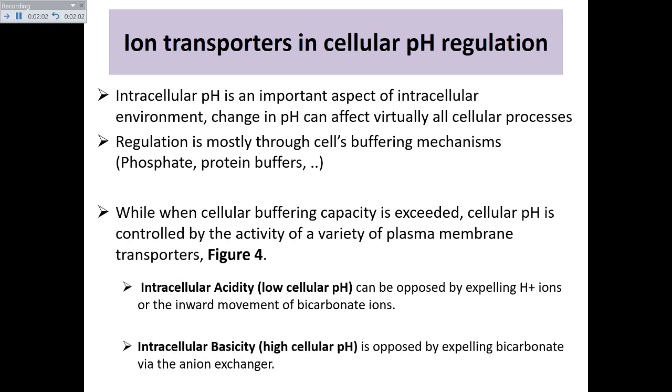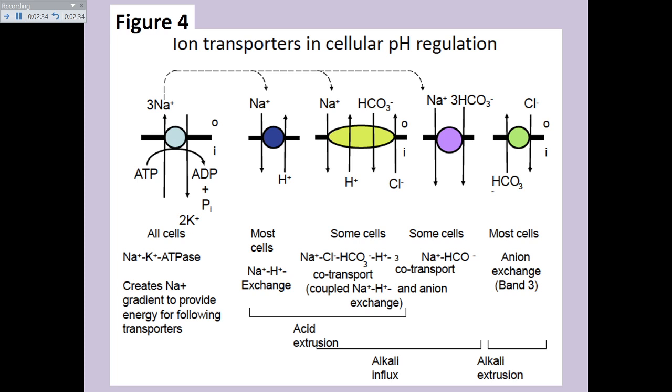What about the cellular basicity? When there is high cellular pH, it is opposed by expelling bicarbonate. So this is through the anion exchanger. These are the mechanisms to control acidity and basicity inside the cells. These are all ion transporters that are involved in cellular pH regulation.